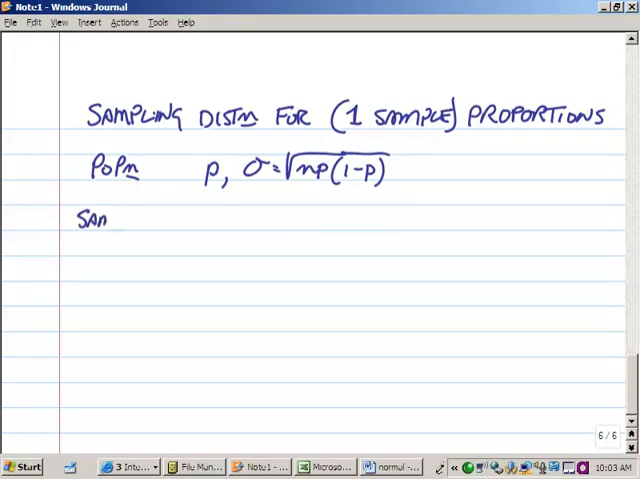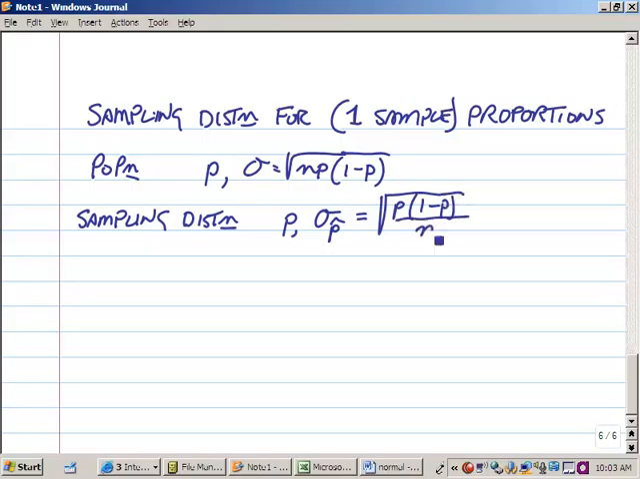For the sampling distribution, we have a mean equal to P, again, just like with the averages. The standard deviation will be the standard deviation of the sample proportion, P hat, and that's equal to the square root of P times 1 minus P over N.